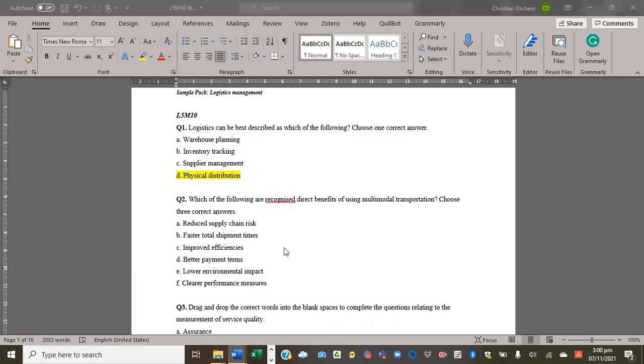And then C, because of improved efficiencies. These are people for whom it is their core business to do this. And since it is their core, they would always look at the most efficient way of delivering their services, and that would directly impact your efficiency as well. So that's why I would choose C.